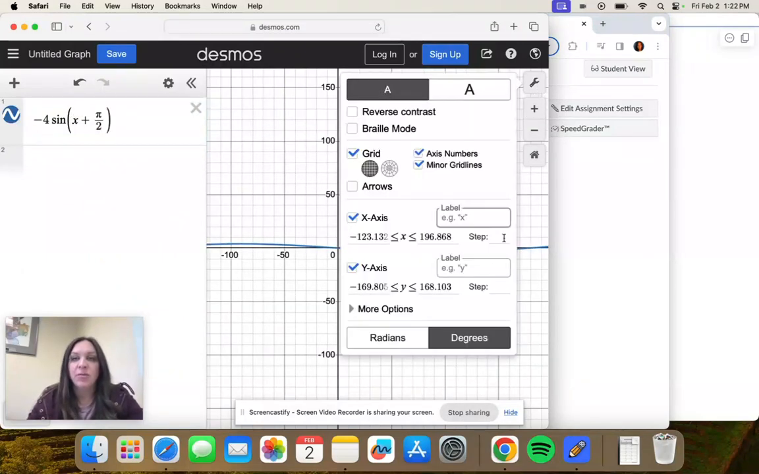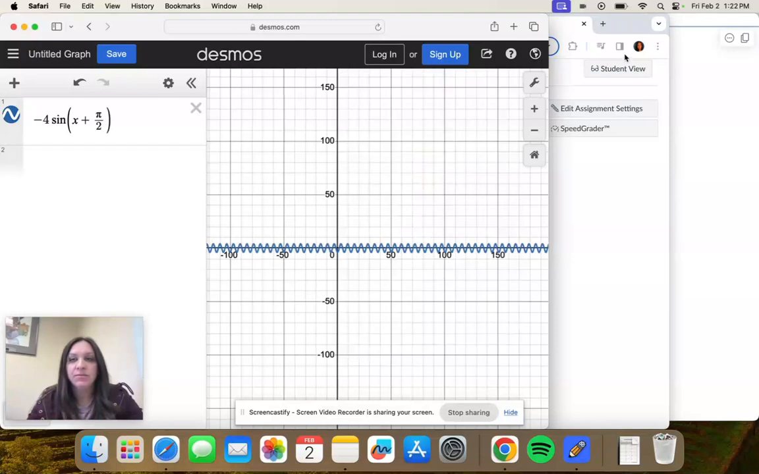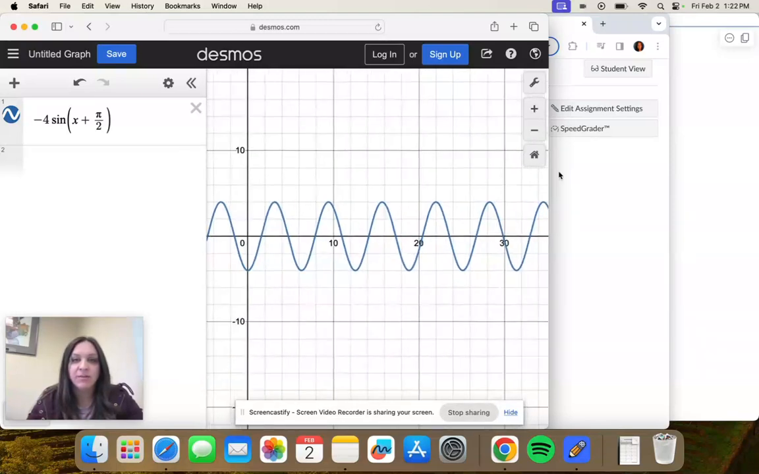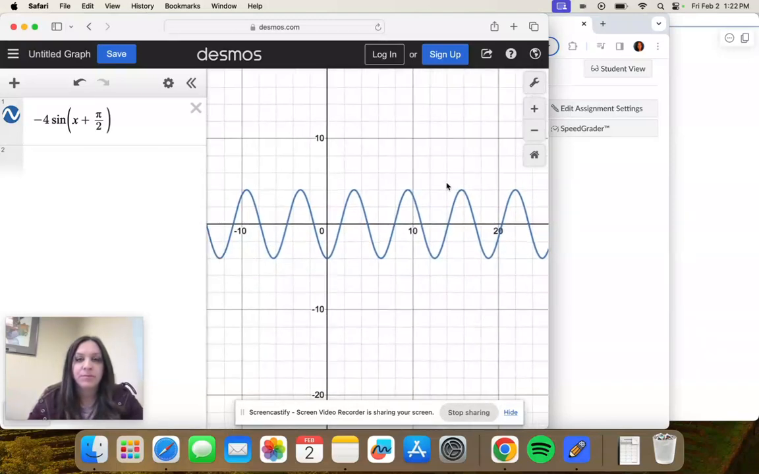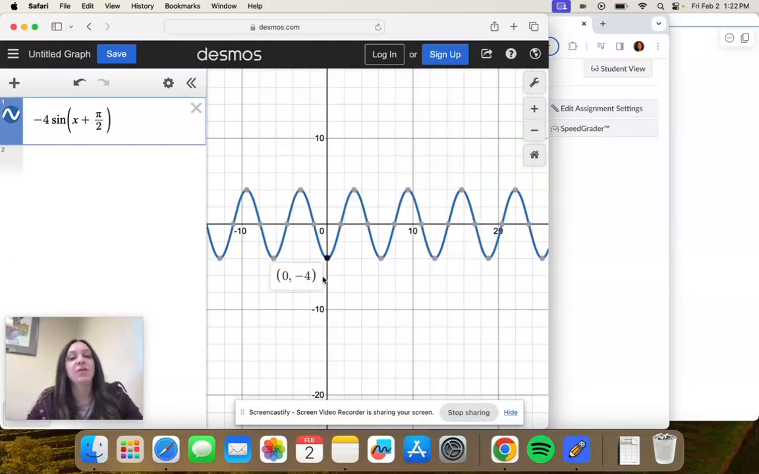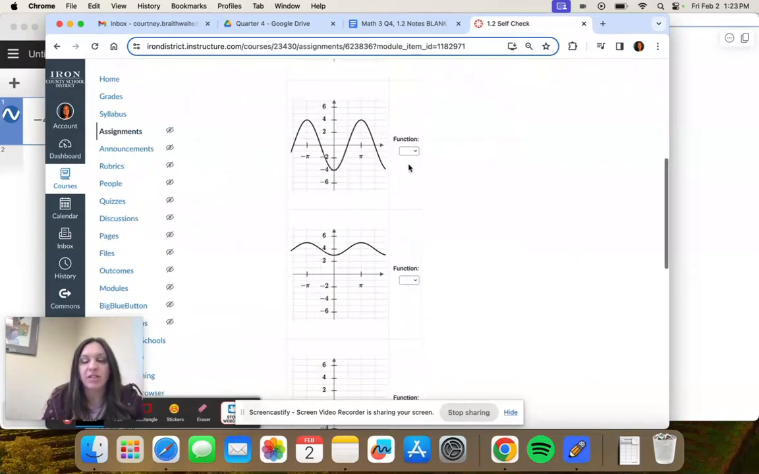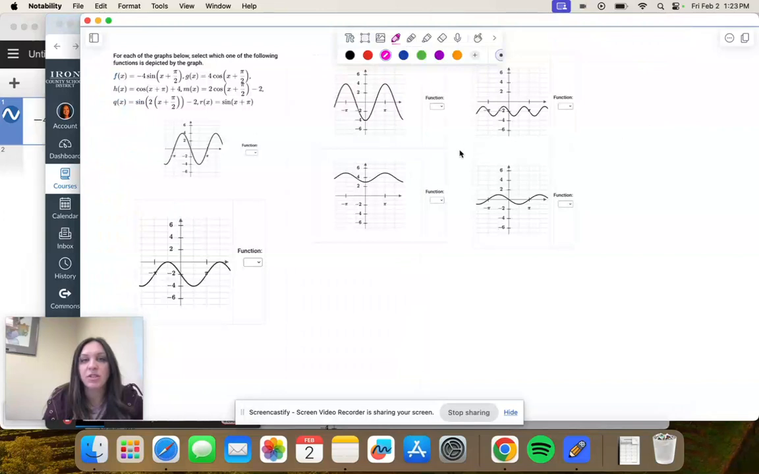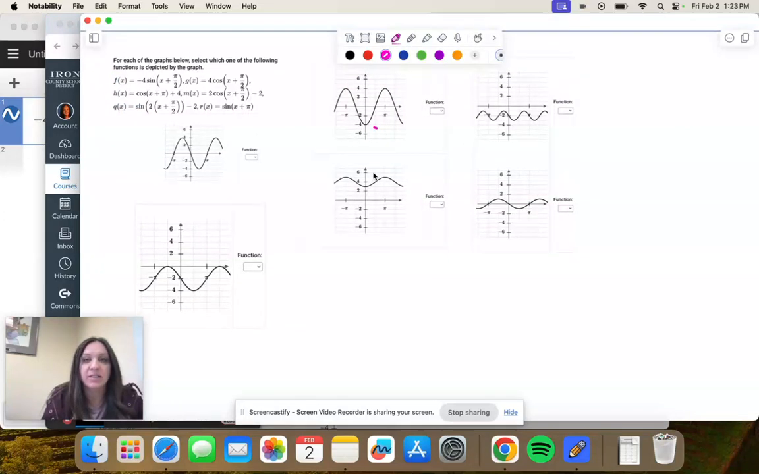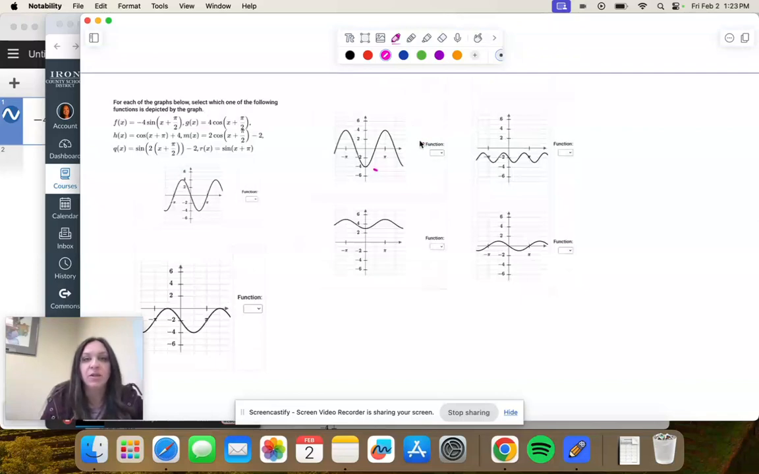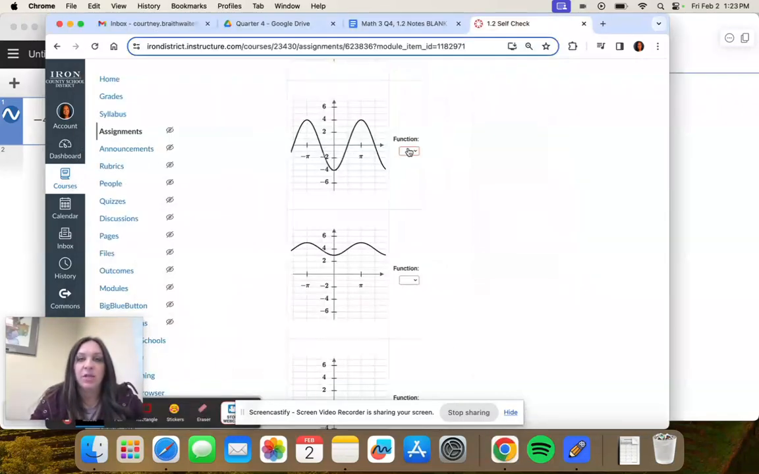And you can move it back to radians now. And I'm just zoomed out a lot. But I have a y-intercept here at 0, -4, and it's a minimum. So that might be enough to show me where my graph's going to be. So there's an option, and that's it. Easy. So this one is f of x, and I'm going to go put that in there.